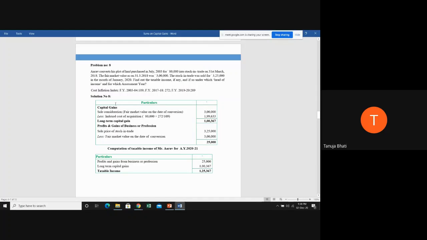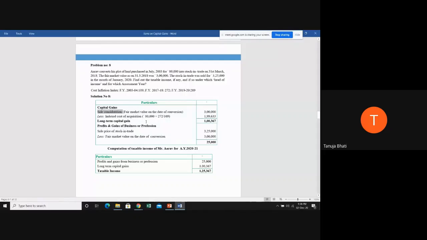We know that whenever there is a conversion of capital asset into stock in trade, there are two types of incomes generated. One is income from the head capital gains, and one is income from the head profits and gains from business or profession. Here, anyhow you can present it, students. First you can present profits and gains, and then you can present capital gains. No issues in that. So capital gains. How do you calculate capital gains? First you take sales consideration.